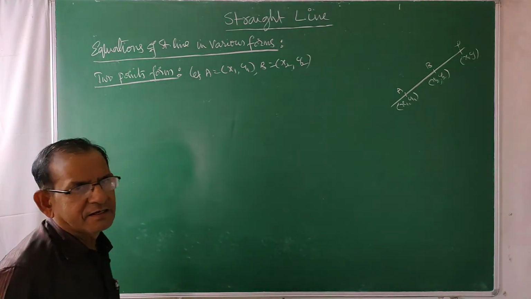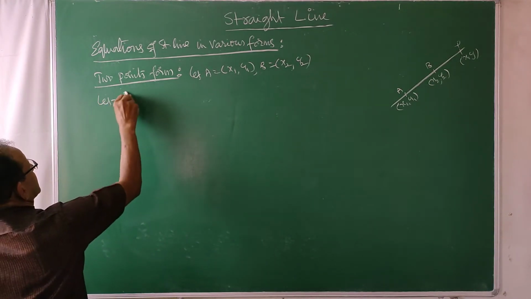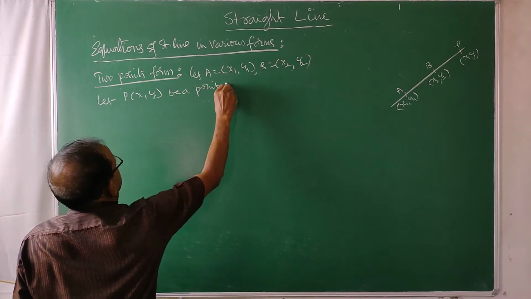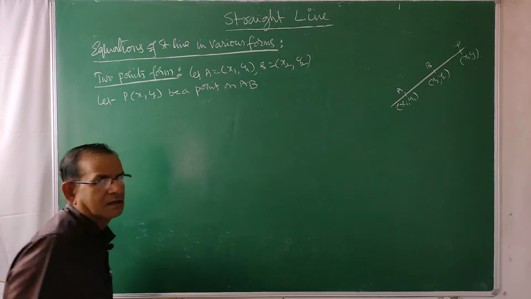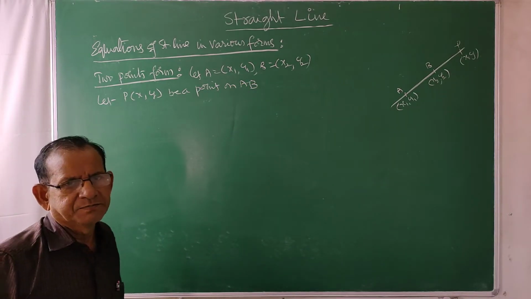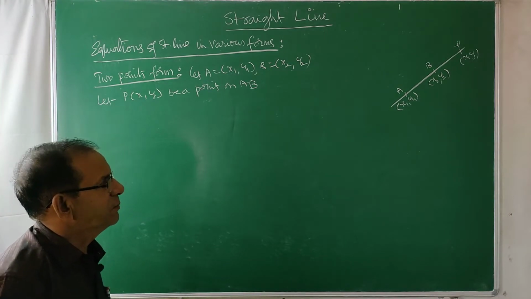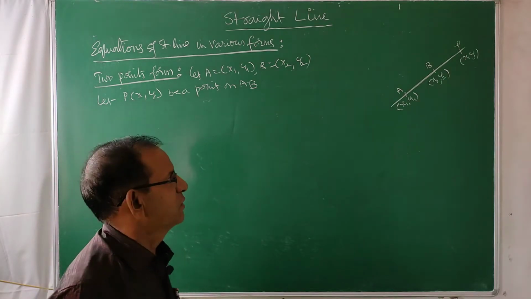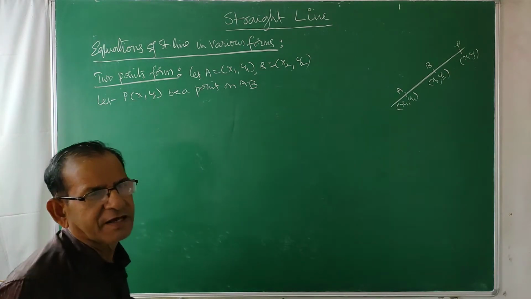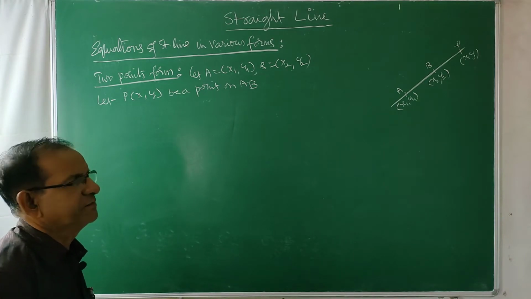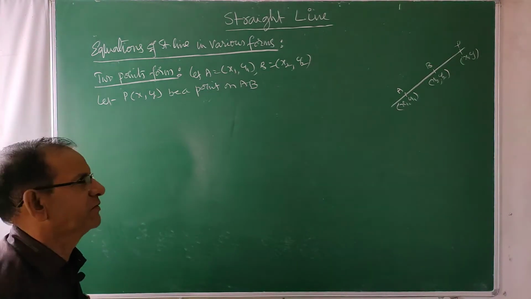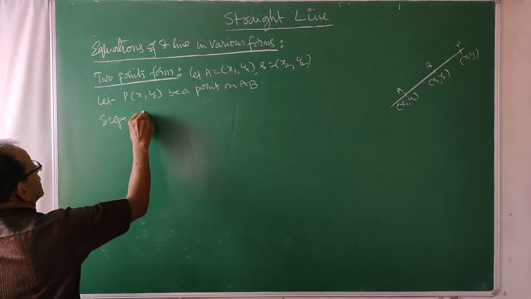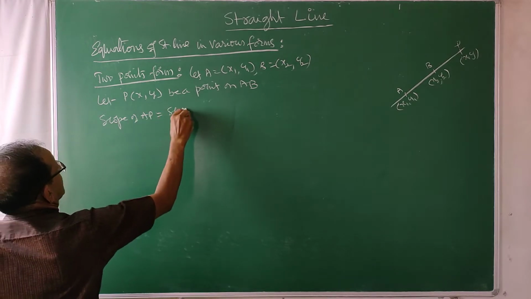We are taking a point P. Let P (x, y) be a point on AB. Then slope of AB is equal to slope of AP also, because the three points are on the same line, so AP and AB will make the same angle with the x-axis, so slopes must be equal. So slope of AP is equal to slope of AB.